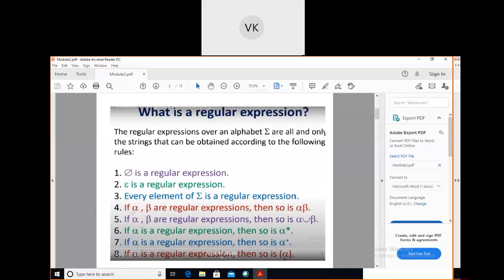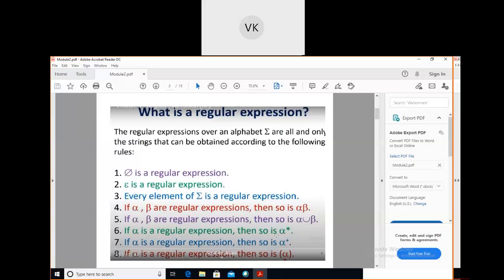If alpha and beta are regular expressions, then alpha concatenated with beta is also a regular expression. If alpha and beta are regular expressions, then alpha union beta, alpha or beta, is also a regular expression. If alpha is a regular expression, then alpha raised to star is also a regular expression.